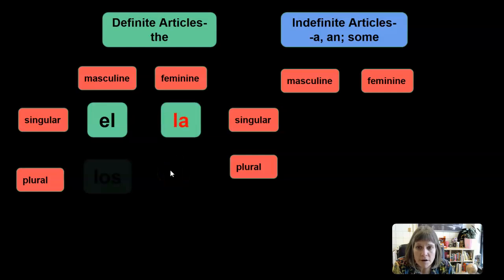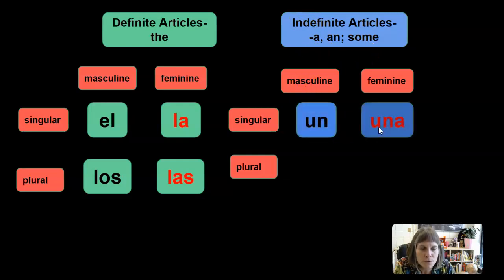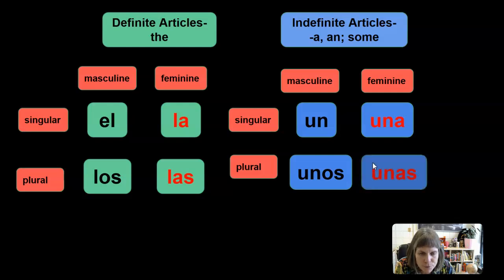So these are your definite articles. You have a little space on your paper to write them. El is the masculine singular. La is the feminine singular. Los is the masculine plural. Las is the feminine plural. To remind you, your definite articles are "the." Also, they can mean these or those, depending on the context. Indefinite articles are un, una, unos, unas. Un is masculine singular. Una is feminine singular. Unos is masculine plural. Unas is feminine plural.